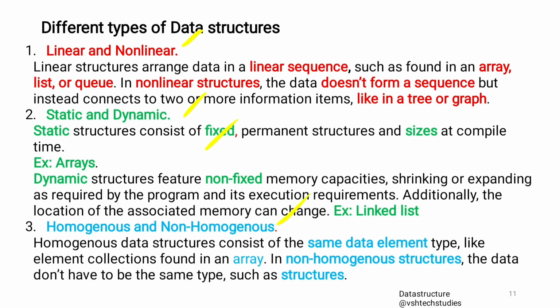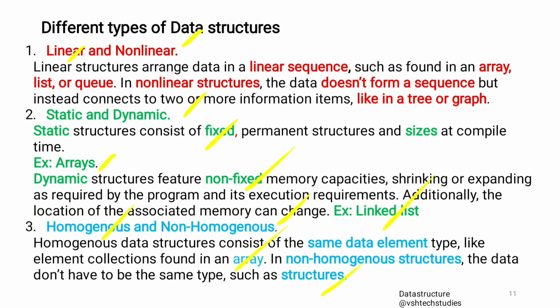Static data structures are of fixed size. Dynamic data structures are those whose size can vary. Arrays are the best example for static data structures, and linked lists for dynamic data structures. Homogeneous data structures store elements of the same data type, for example, an array. In non-homogeneous, we have structures.